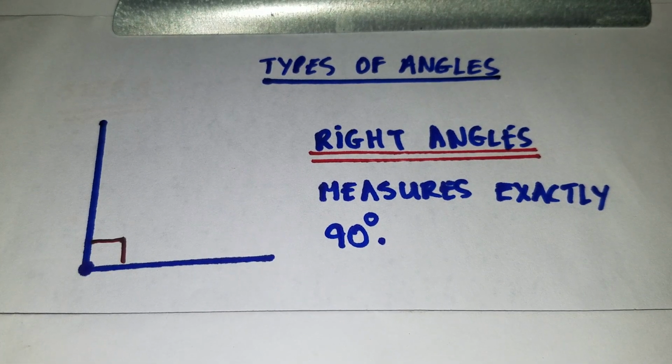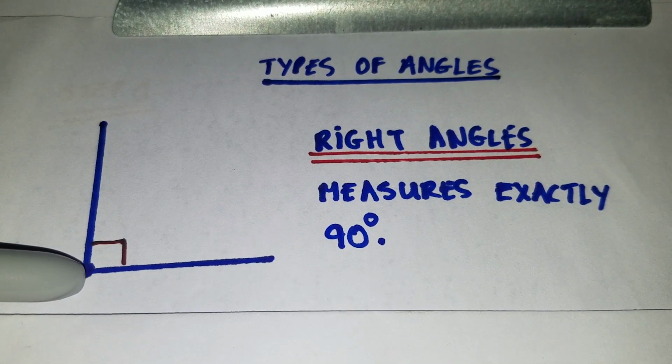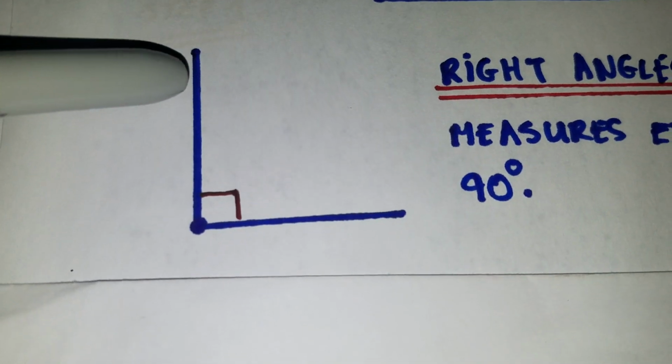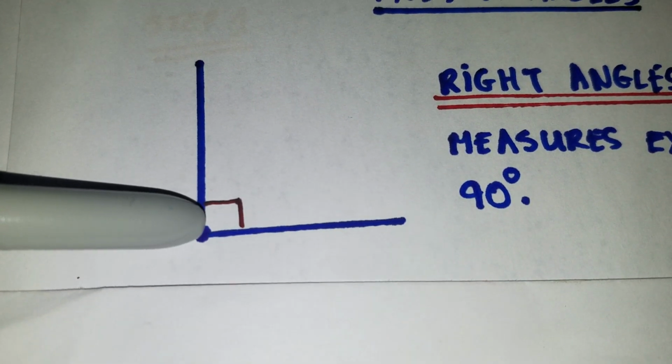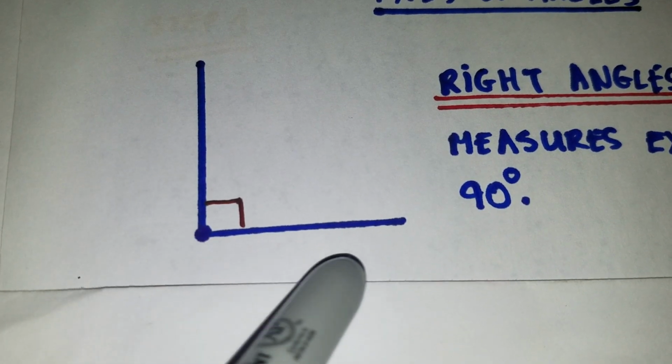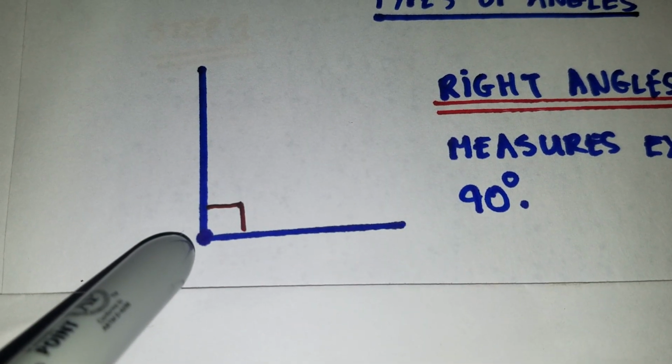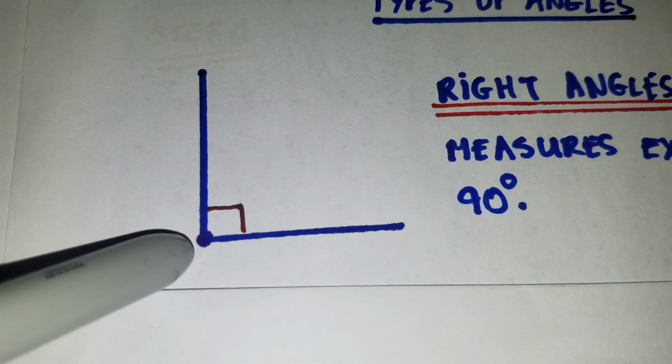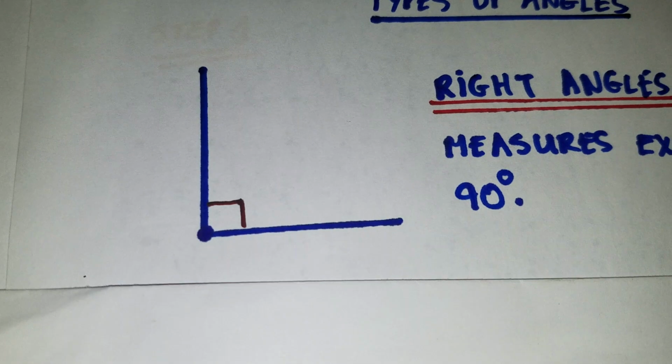Now what is a right angle? A right angle occurs when you have two lines meeting perpendicularly to each other, meaning one line runs vertically straight and the other line runs horizontally straight. When they meet at a particular point, as we see here, a right angle is formed.